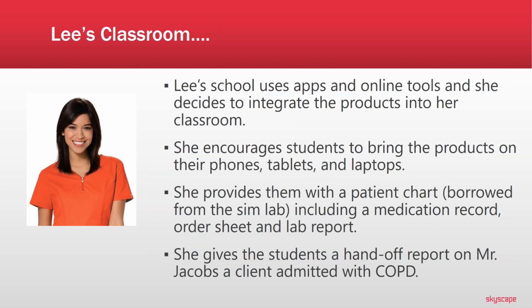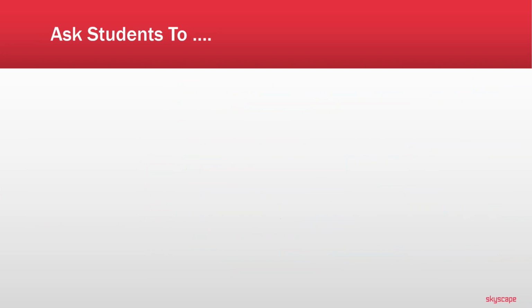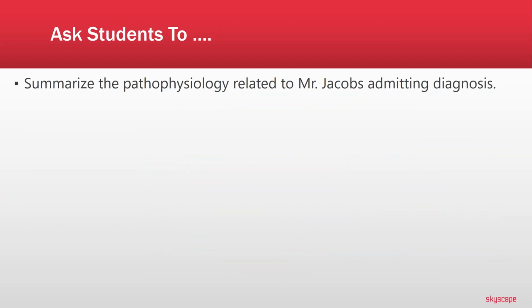In this particular case, she's using Mr. Jacobs. He's a patient who was admitted with COPD. And now what she does is she asks the students, can you summarize the pathology related to this diagnosis, Mr. Jacobs' diagnosis? And here's something really important about active learning. If you have one student stand up and say it to the entire class, that one student is engaging in active learning while the rest of the class is engaging in passive learning.